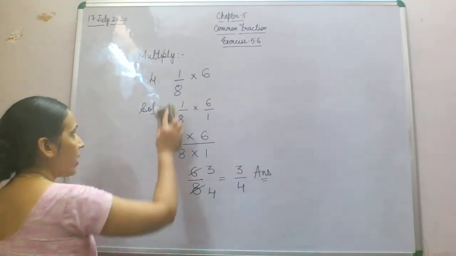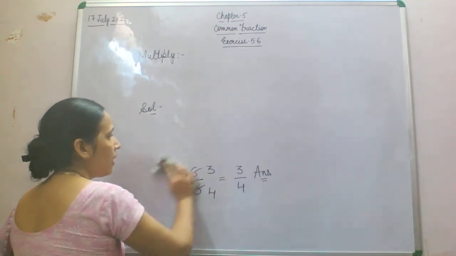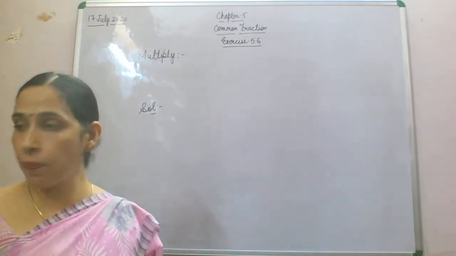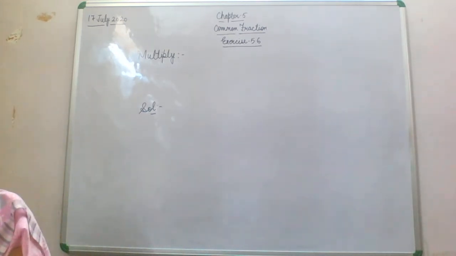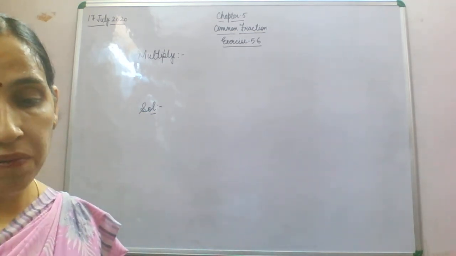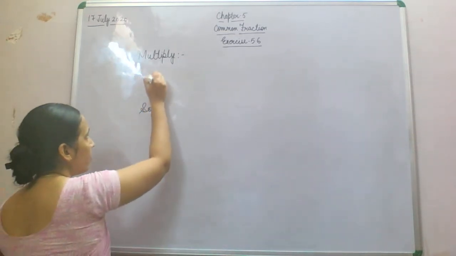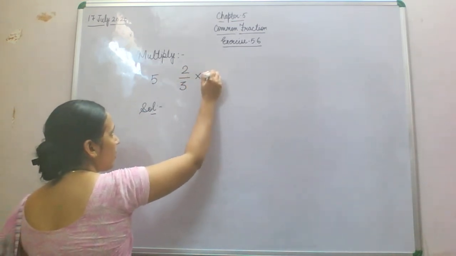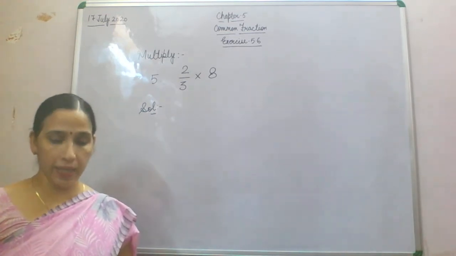Now question number 5 is again multiplication of a proper fraction by a whole number. So let's see question number 5, which is 2 by 3 multiplied by 8. 2 by 3 multiplied by 8.